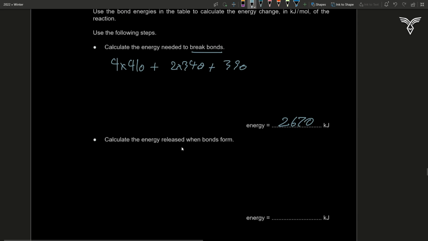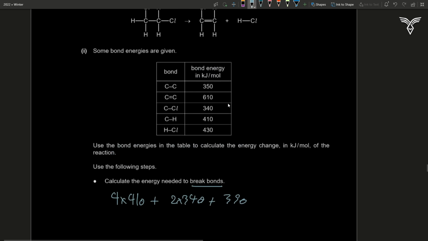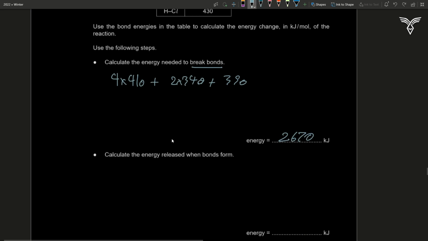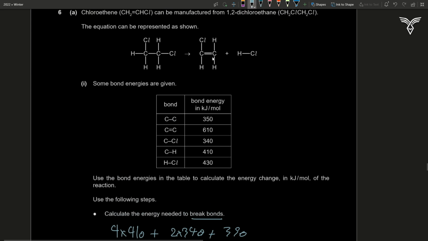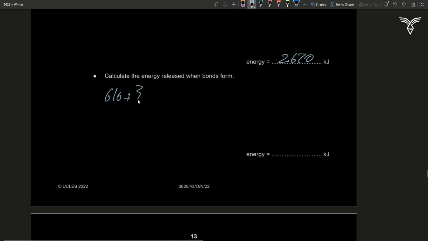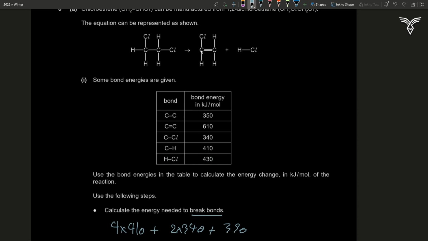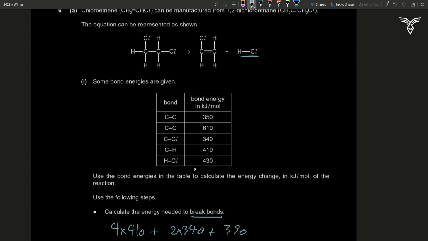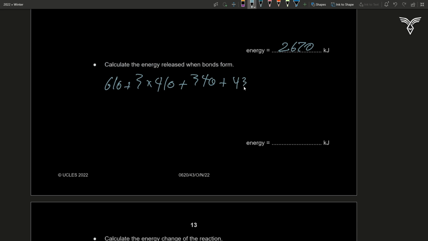ماشي. Calculate the energy released when bonds form. طيب when bonds form, bonds always form on the product side. فخلينا نبدأ نعمل calculate product side. عندنا C double bond C اللي هي 610 plus 1 2 3 C to H which is 410 يبقى 3 into 410 حلو plus a C to Cl اللي هي 340 plus a H to Cl so 430 so plus 430. Add them all up you get 2610.